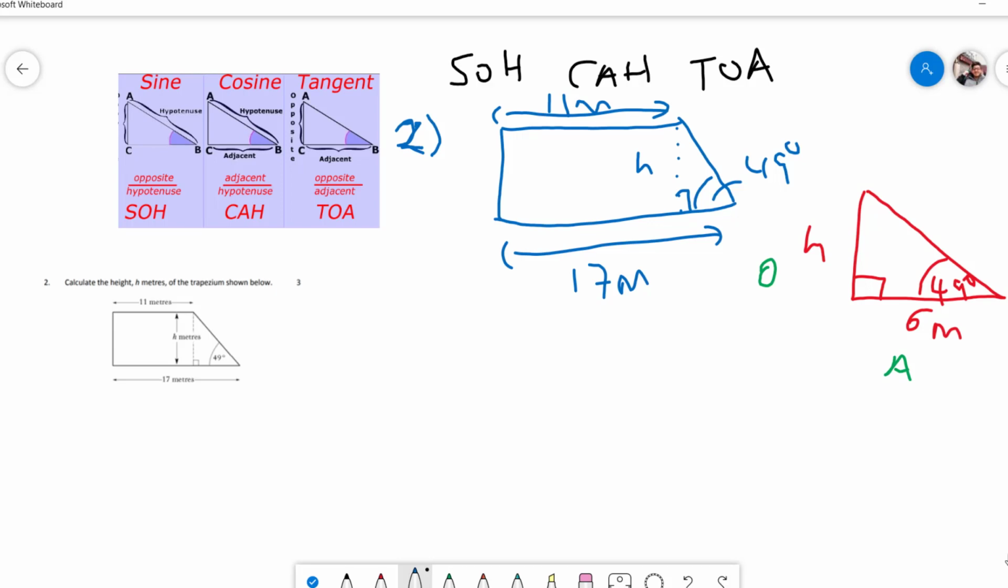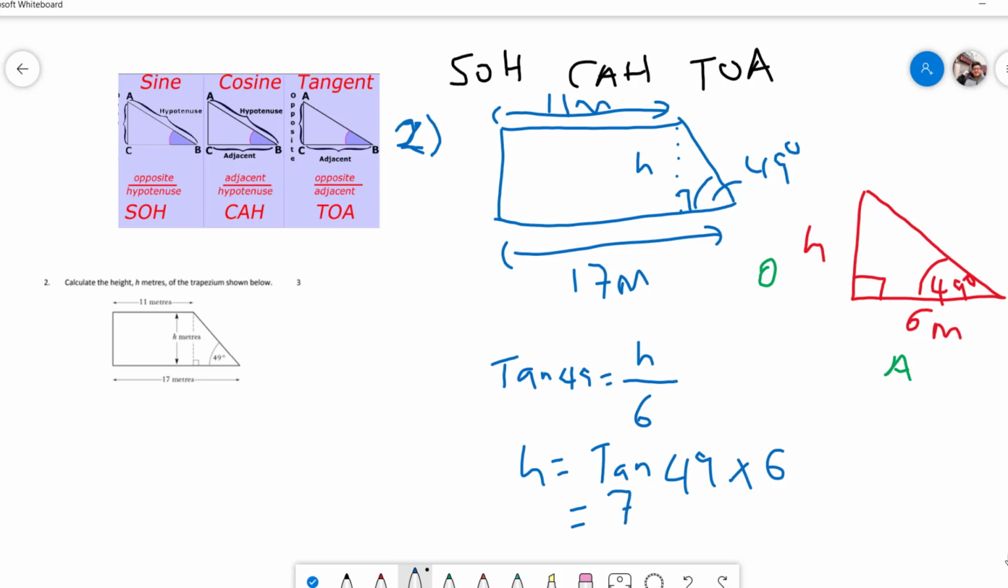So what we can say here is tan 49 is equal to the opposite, which is h, and the adjacent, which is 6. Simple rearranging, h equals tan 49 multiplied by 6, and put that in a calculator, and to the nearest whole number, you get 7 meters. Therefore, h is equal to 7 meters.